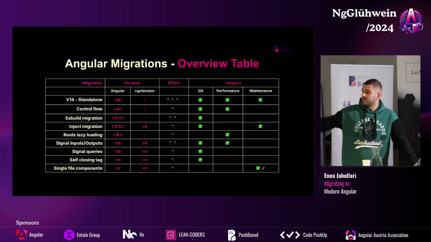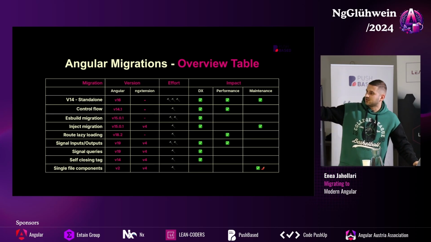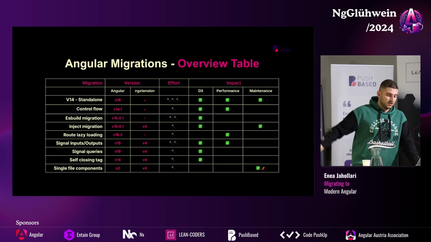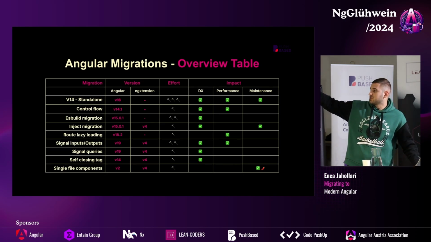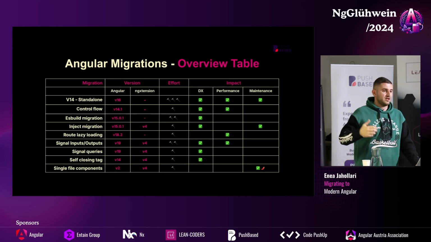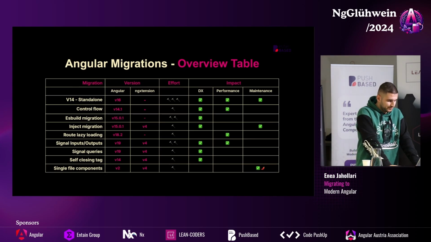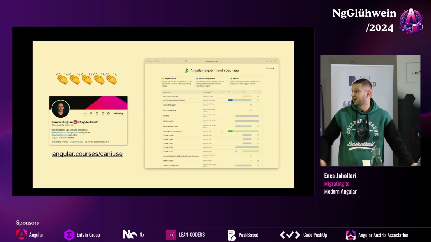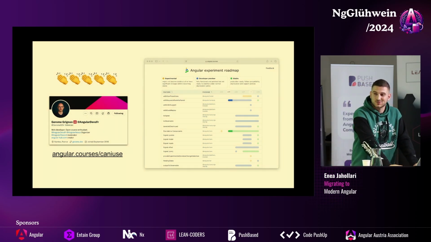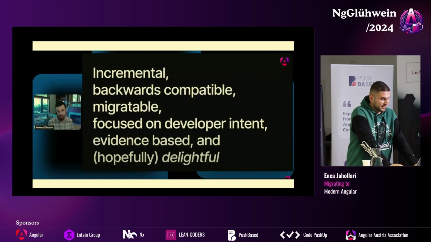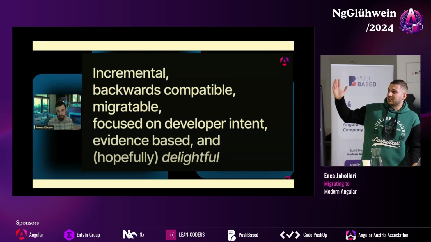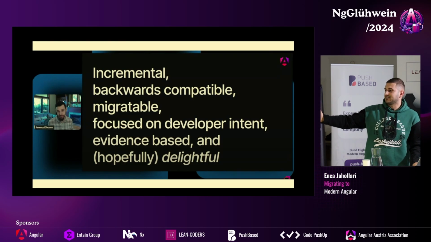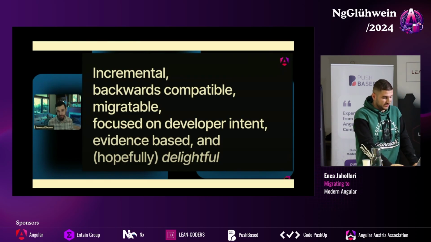This is a table with everything. It doesn't look OK from the light here, but there's the version of Angular where that feature is supported or that migration is provided, the developer experience or performance or maintenance impact, and of course, the effort it takes to run those migrations. There's also this Angular experiment roadmap where you can find what's possible and what's not to use. And I'll have to probably say this: Angular is about having incremental, backwards compatible, migratable, focused on developer intent, evidence-based and delightful migrations and changes.